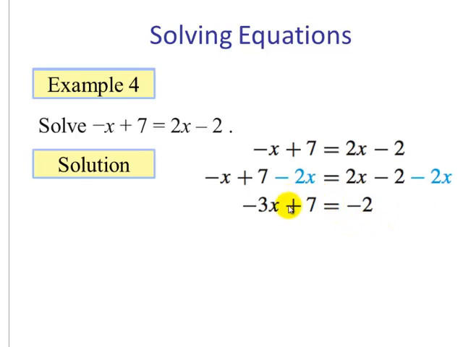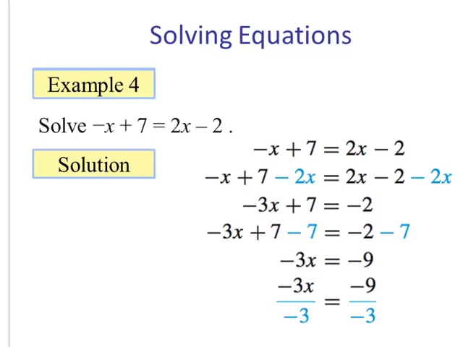The next step is we want to cancel out the plus 7, so we subtract 7 from both sides. That leaves us with negative 3x equals negative 9. And of course divide by negative 3, and we get x is equal to a positive 3.